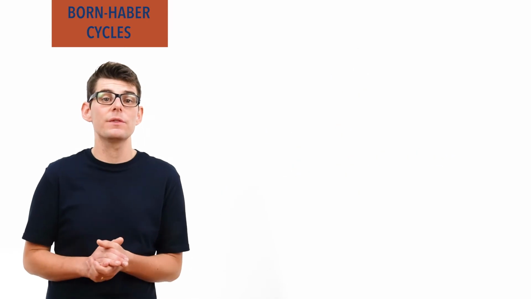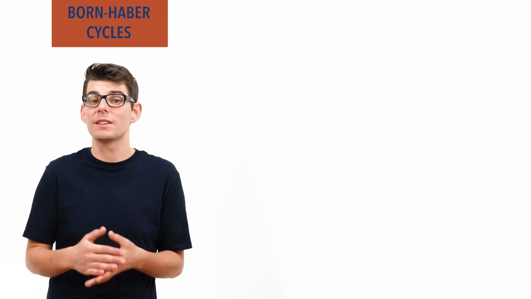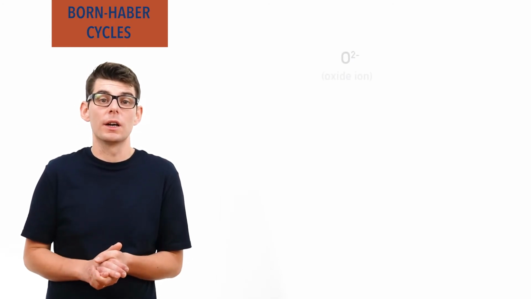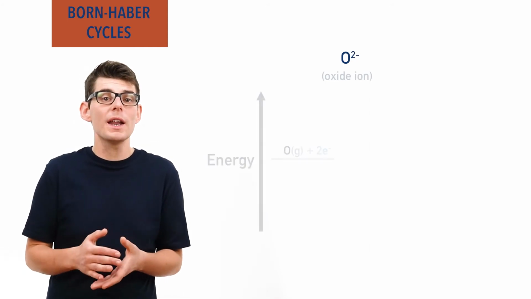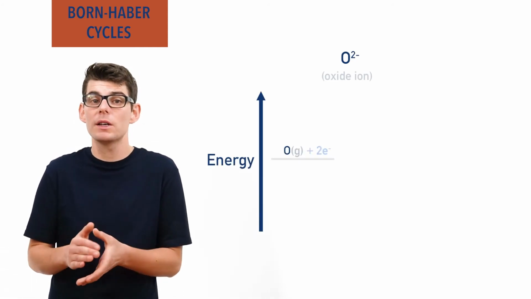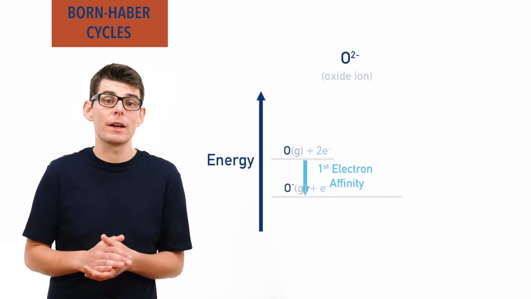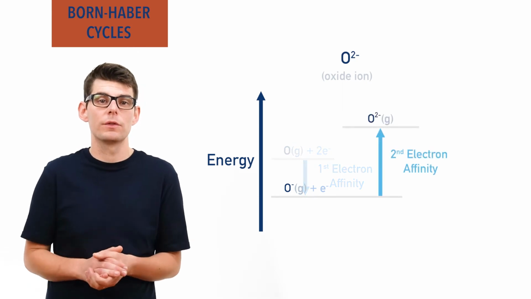Equally, if the negative ion being formed has a charge greater than 1-, more than one electron has to be added to each atom. For example, to form an oxide ion, charged with 2-, from a gaseous atom of oxygen, one electron would have to be added to form a 1- charged ion, first electron affinity, and then another electron would be added to form a 2- charged ion, second electron affinity.